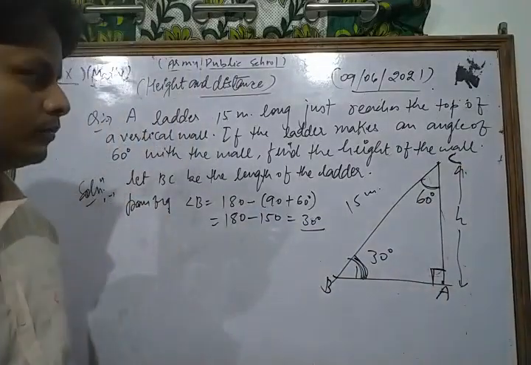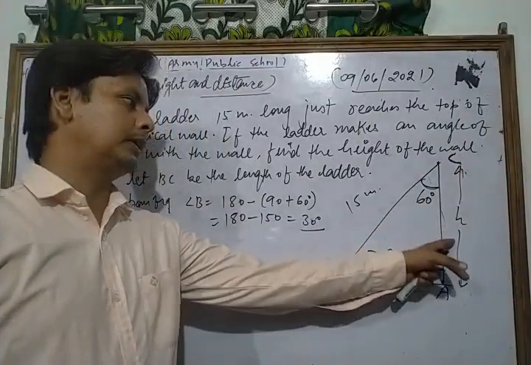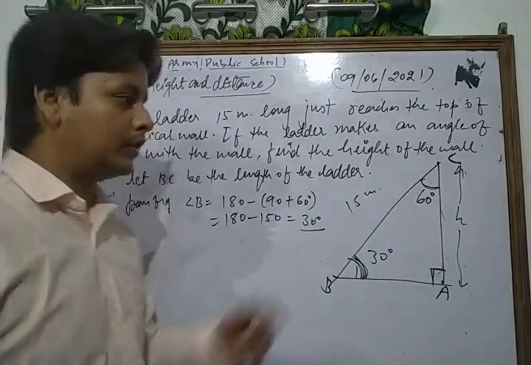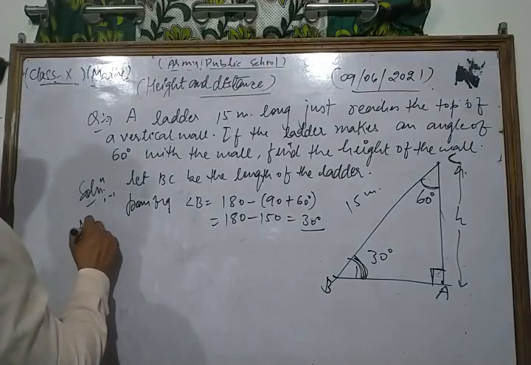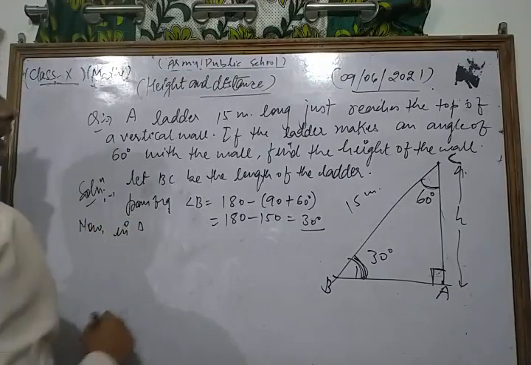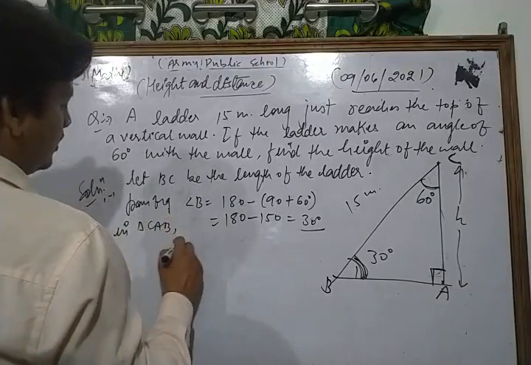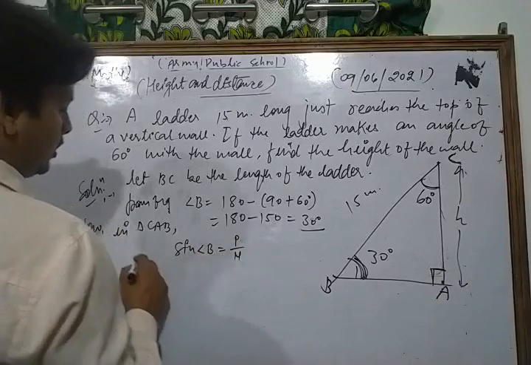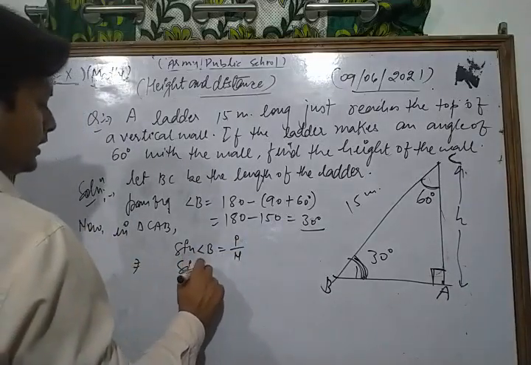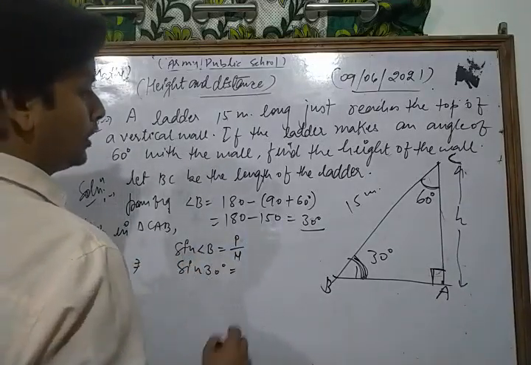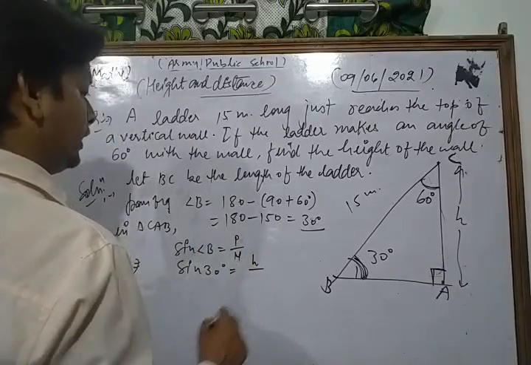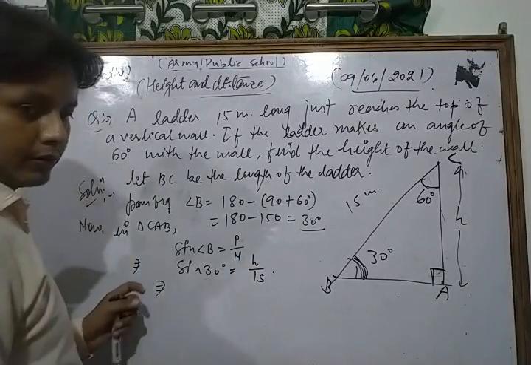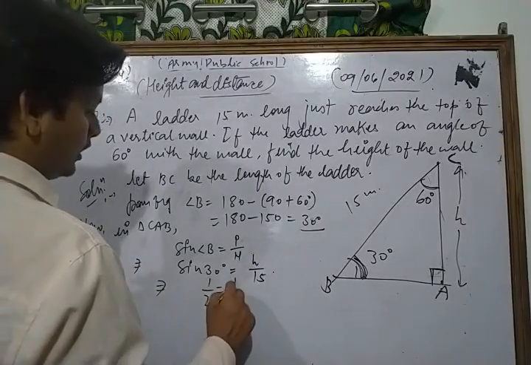Now in this triangle, this is the perpendicular and this is the hypotenuse, and you know that perpendicular and hypotenuse mean sine. So we apply the sine of angle B. In triangle CAB, sine of angle B is equal to perpendicular upon hypotenuse. So sine 30 degrees is equal to h, the perpendicular, upon 15, the hypotenuse. The value of sine 30 degrees is 1 upon 2, so 1 upon 2 is h upon 15.